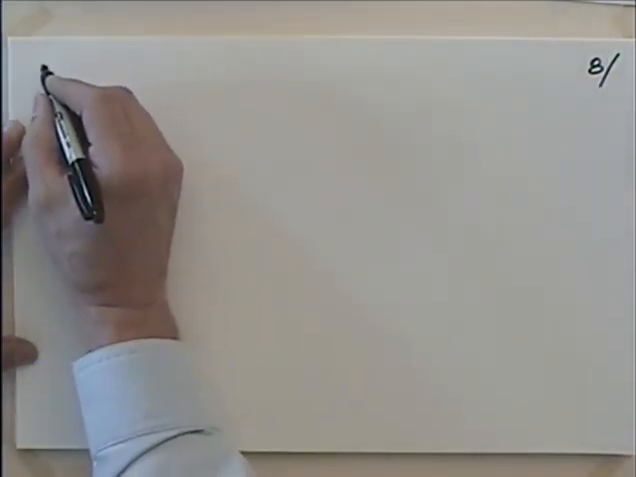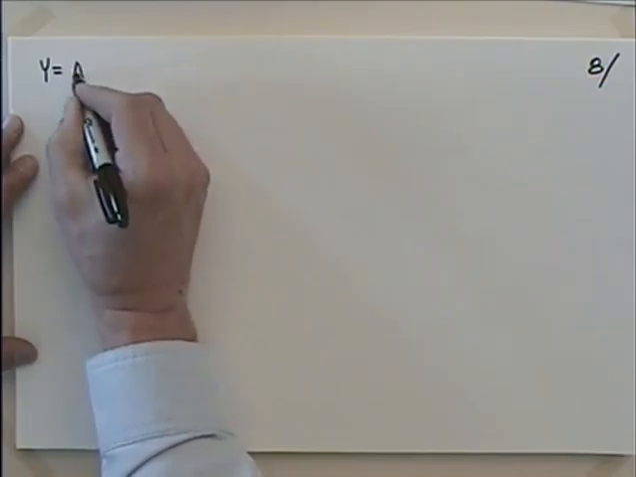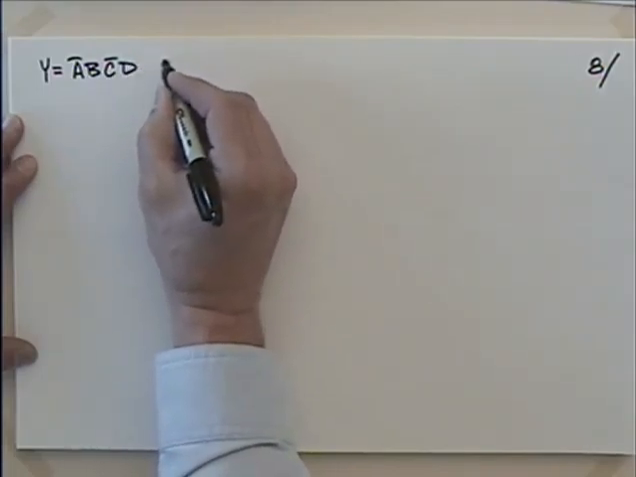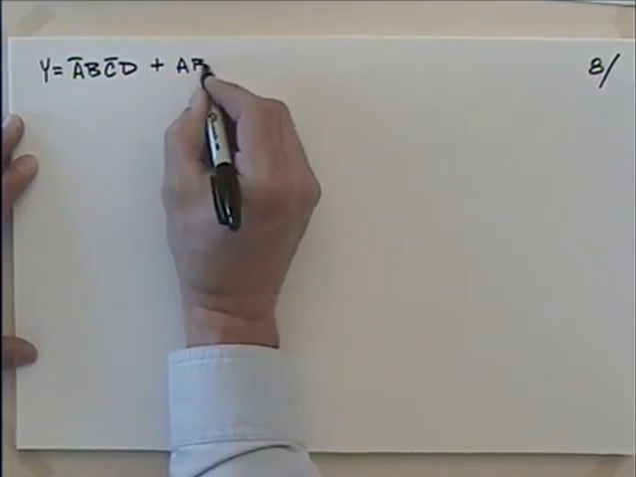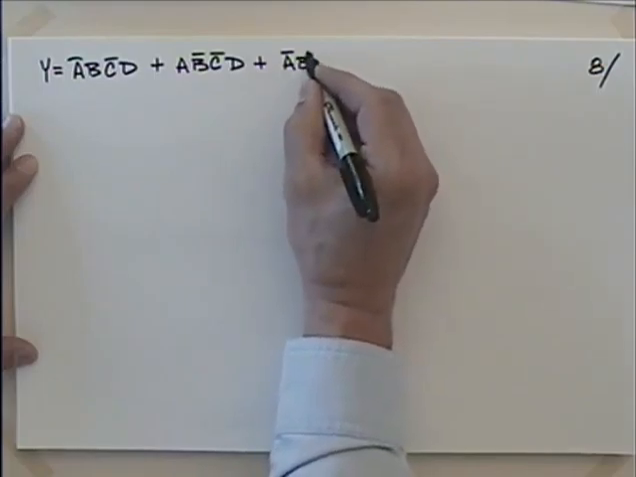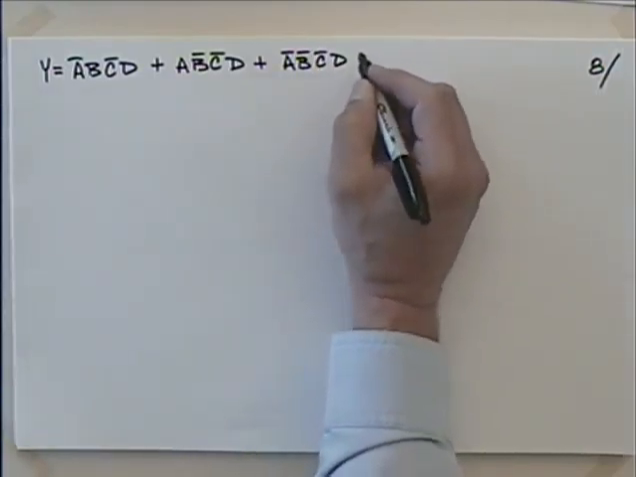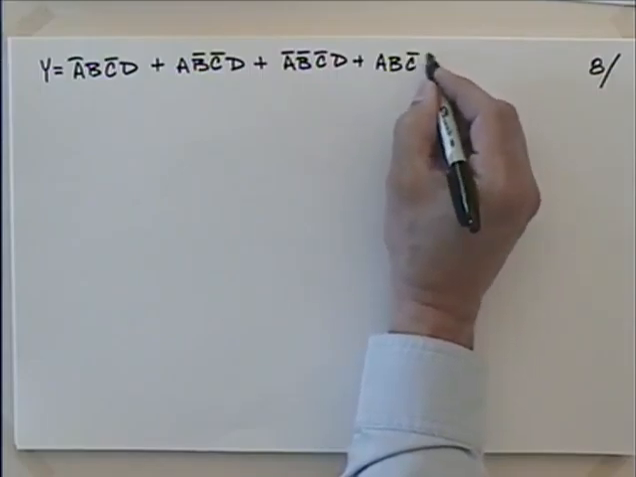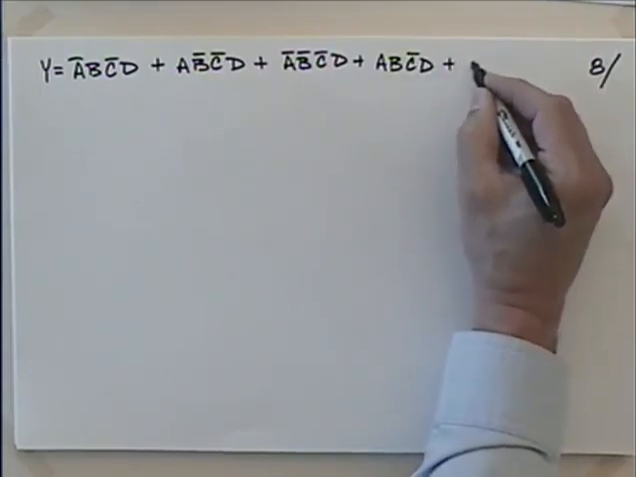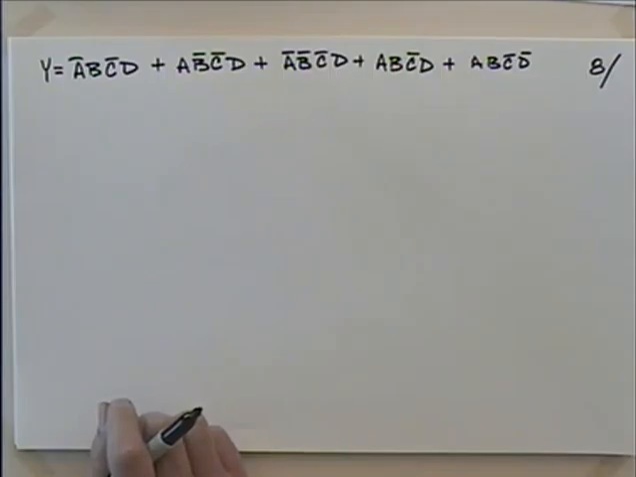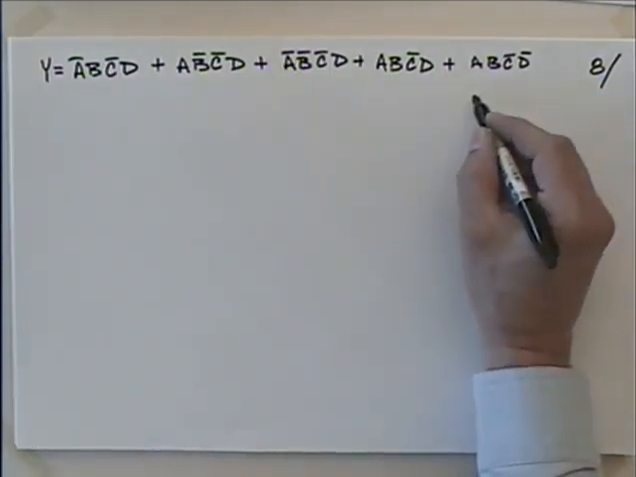So let's say that I want to use a Karnaugh map to reduce this expression. The output is not A and B, not C and D, or A, not B, not C, D, or not A and not B and not C and D, or A and B and C and D, or A, B, C, D. I guess I got one more here. This is a long one.